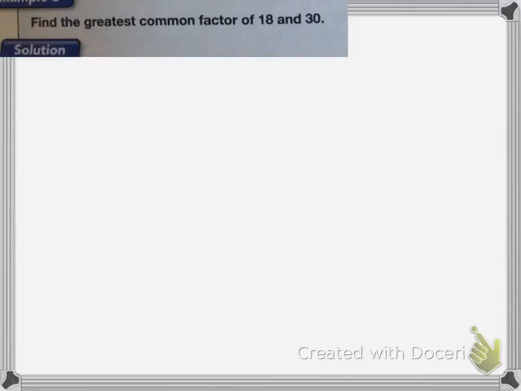Okay, this next one is finding the greatest common factor of 18 and 30. The greatest common factor is the biggest, largest factor of both 18 and 30. So first I want to list those. So here's 18 and 30.